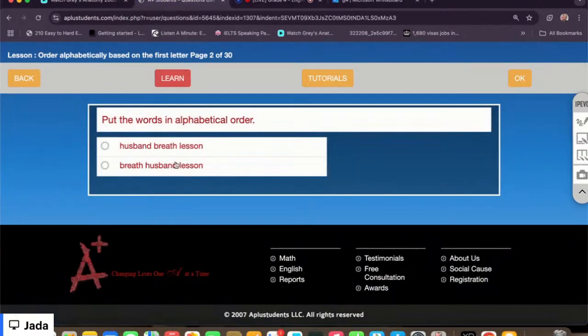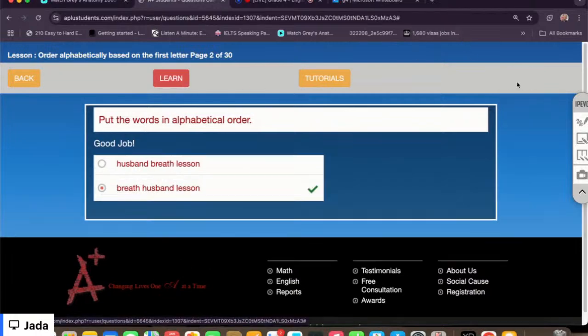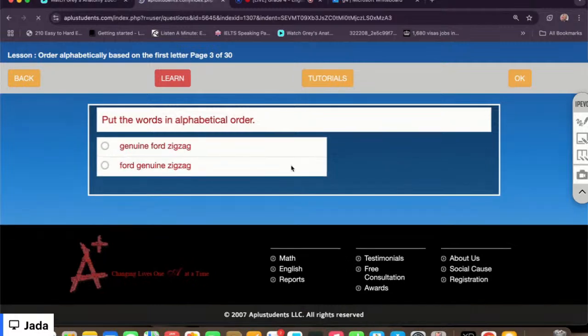Okay, option two, that's correct. Brett's B, husband lesson. Okay, so that's correct. Now put the words in alphabetical order.